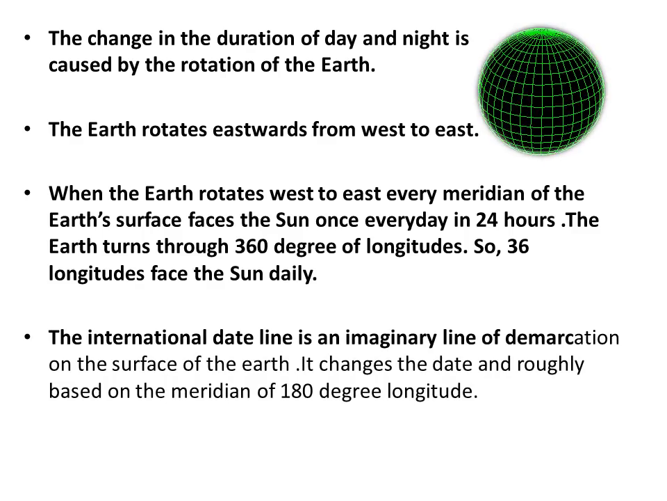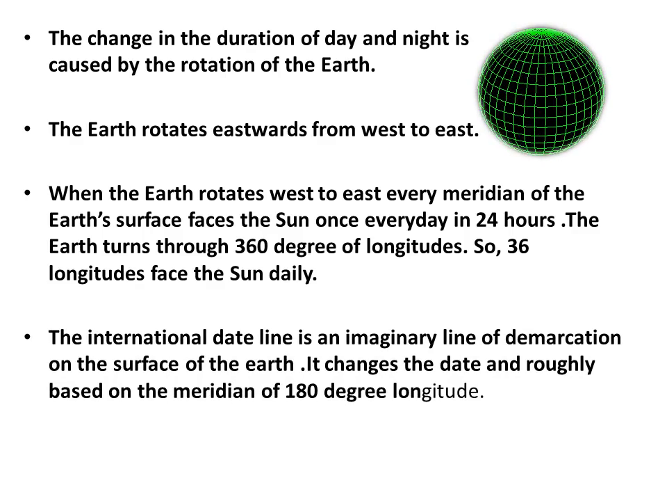The international date line is an imaginary line of demarcation on the surface of the earth. It changes the date and is roughly based on the meridian of 180-degree longitude.